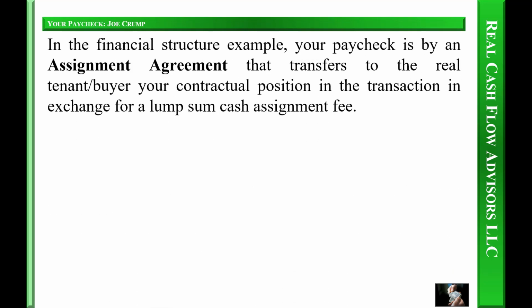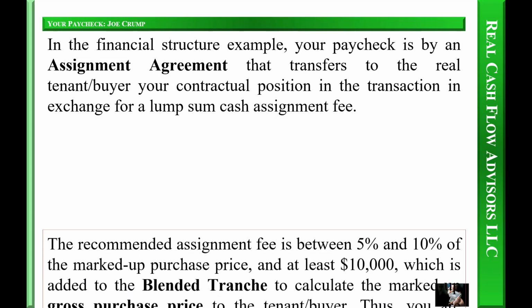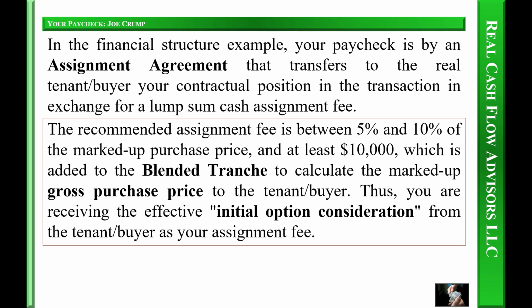Your paycheck, from the Joe Crump style. In the financial structure example, your paycheck is by an assignment agreement that transfers to the real tenant buyer your contractual position in the transaction in exchange for a lump sum cash assignment fee. The recommended assignment fee is between 5% and 10% of the marked up purchase price and at least $10,000, which is added to the blended tranche to calculate the marked up gross purchase price to the tenant buyer. Thus, you are receiving the effective initial option consideration from the tenant buyer as your assignment fee.